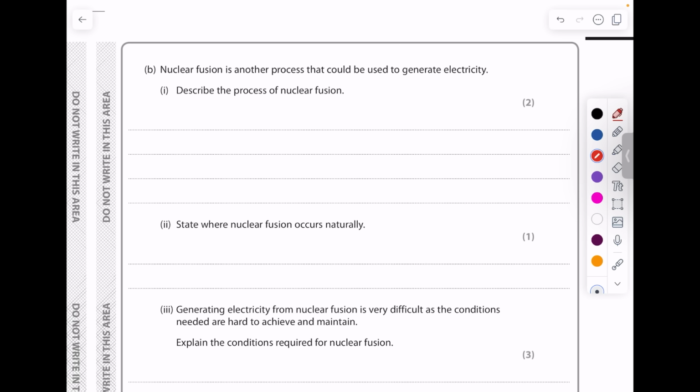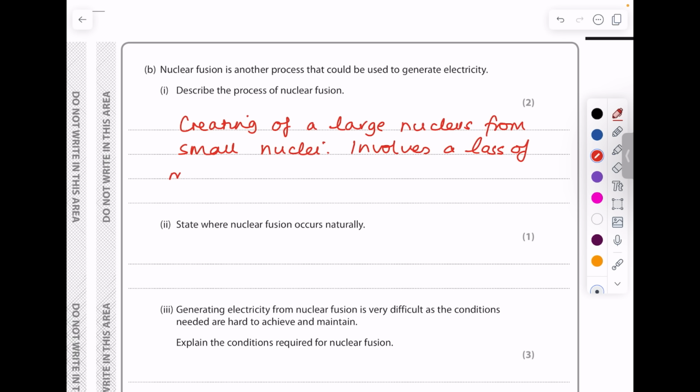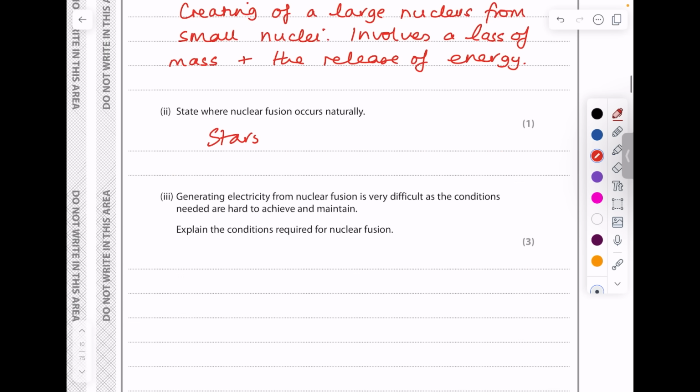Nuclear fusion is another process that can be used to generate electricity. Describe the process of nuclear fusion. It's worth 2 marks. So it's the creation of a large nucleus from small nuclei, and remember it involves a loss of mass and the release of energy. State where nuclear fusion occurs naturally. Remember we need stars for that.